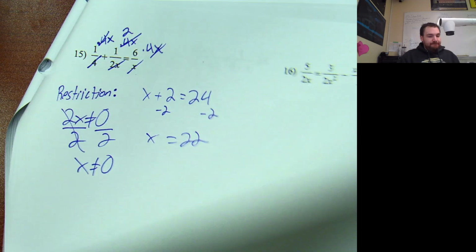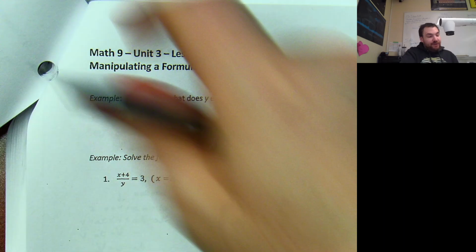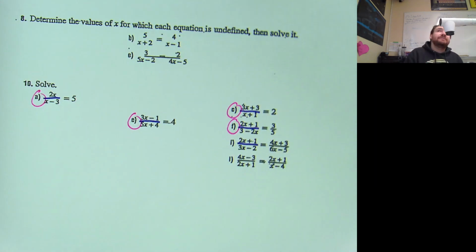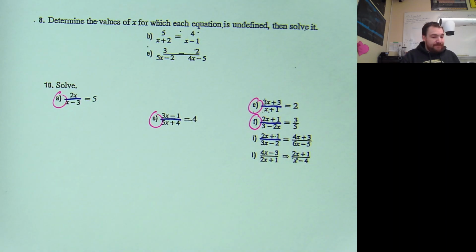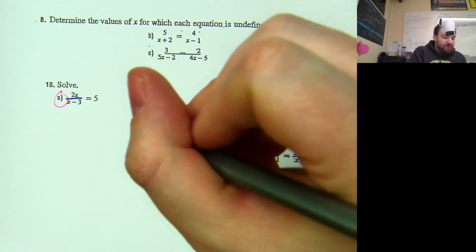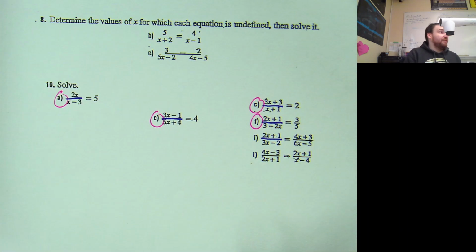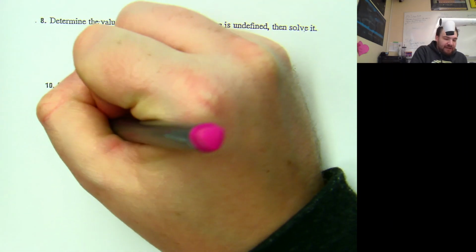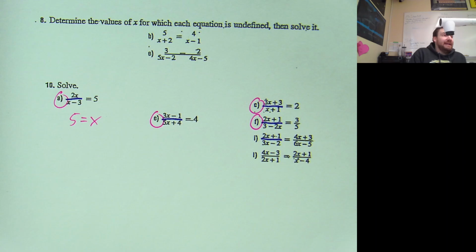Anything else? I didn't give you these answers. A, E, C, and F. What did we get? Carolyn, what did you get for A? Sorry, I mean just a final answer. What was your final answer for A? 5 equals x? Okay, maybe I misheard you. 5 equals x. Anybody else get 5 equals x? That was not very many of you, but some of you. This is good.